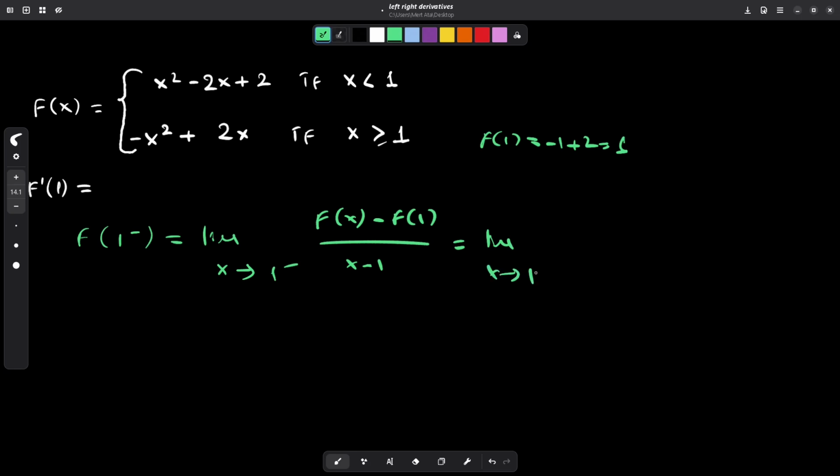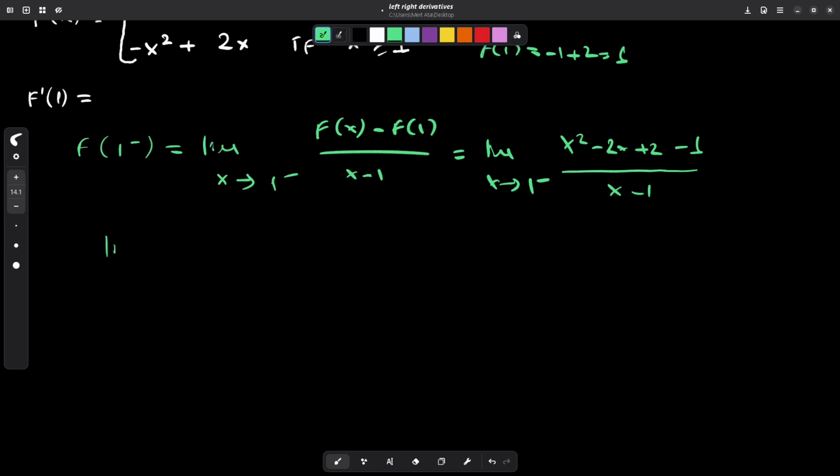So the limit, push the 1 from the left side, which is less than 1: x squared minus 2x plus 2 minus 1, over x minus 1. And this is equal to the limit as x approaches 1 from the left side of x squared minus 2x plus 1 over x minus 1. My numerator is (x minus 1) squared. No, it is not. Wait. Oh, yeah. Wait. The plus 1, right? Okay. Now it is. All right. We wrote it wrong here.